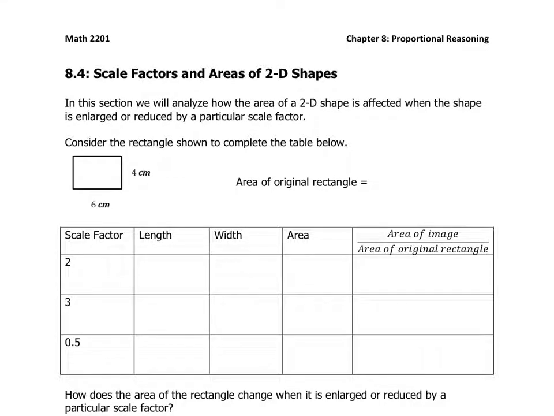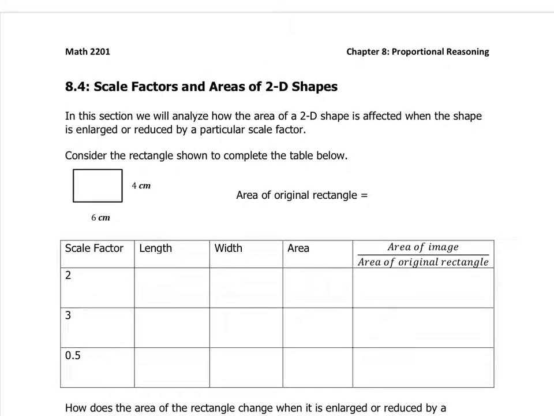Okay, section 8.4 is on scale factors and areas of 2D shapes. So we're going to look at first this rectangle and calculate the area of the rectangle with a side length of 6 centimeters and a width of 4 centimeters. So the area would be length times width, which is 6 times 4, or 24 centimeters squared, because the area of a rectangle is length times width.